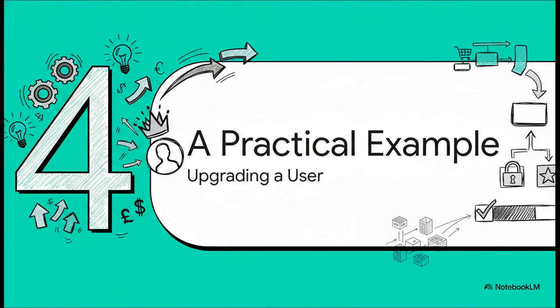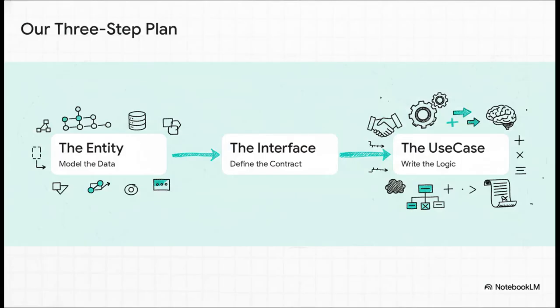Okay, that's enough theory. Let's get our hands dirty and make this real. We're going to build out a classic feature, upgrading a user to a premium subscription. This is where you'll really see how these three pieces click together. So here's the plan. It's just 3 steps. Step 1, model the data with our entity. Step 2, define the contract with the repository interface. And step 3, write the actual logic in the use case. Simple as that. Let's do it.